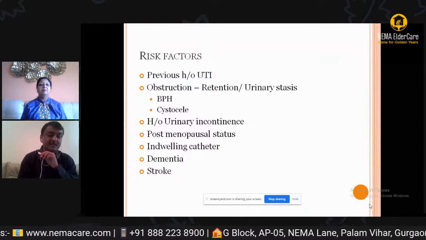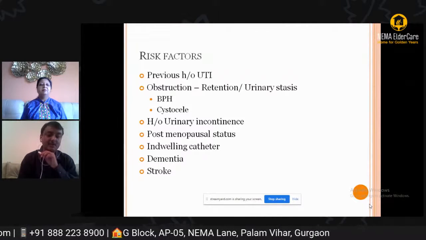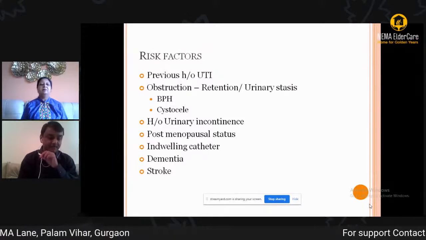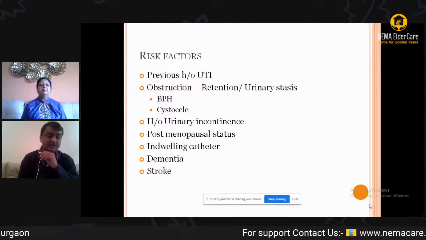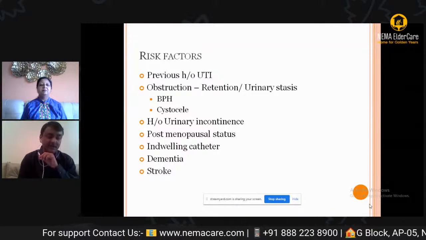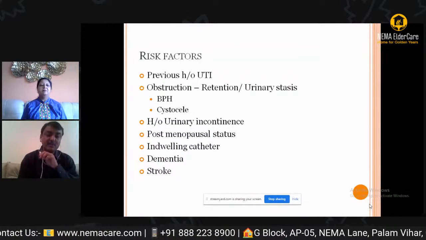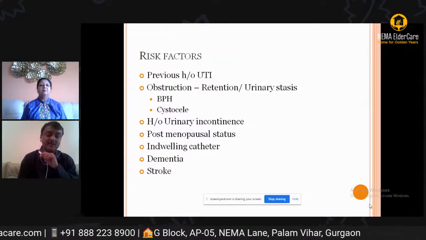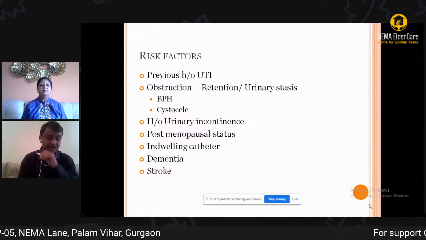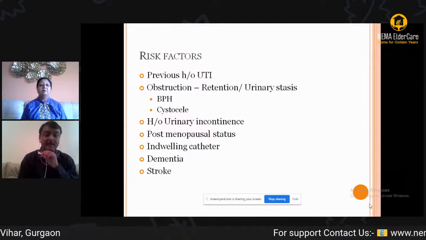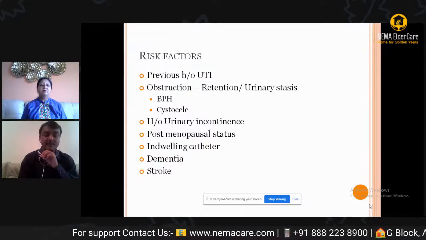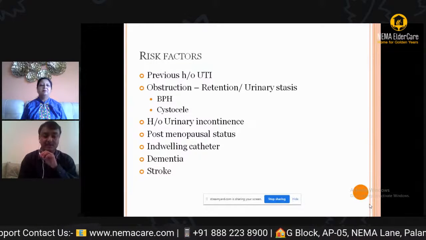Similarly, the presence of urinary incontinence also increases the risk for a urinary tract infection. Change in the vaginal flora as a result of declining estrogen levels is also thought to increase the risk for urinary tract infection in postmenopausal females. Improper handling of an indwelling catheter is a very important risk factor for the development of urinary tract infection.